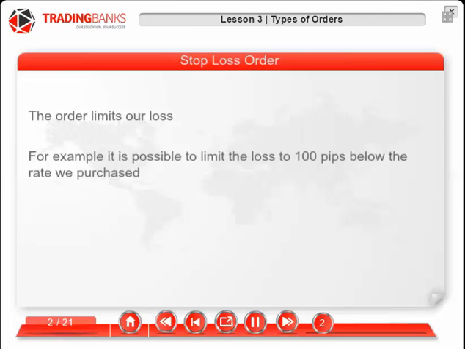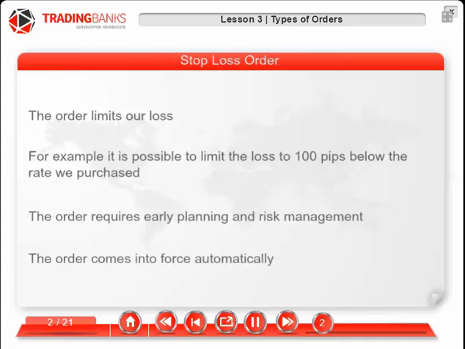The advantages are, this order obliges us to make an orderly and timely plan for our position and to manage risks in advance. It prevents large losses and limits our loss to a maximal sum which is known in advance. It prevents the intervention of emotions, hunches, which may affect our decision. The order is put into action in a computerized and fixed manner, and it prevents the need to constantly follow our position.